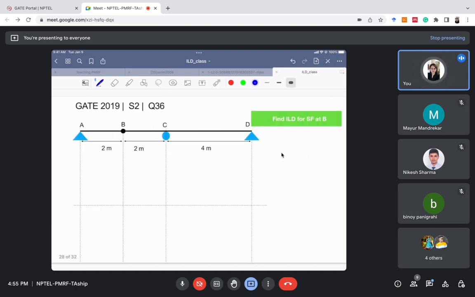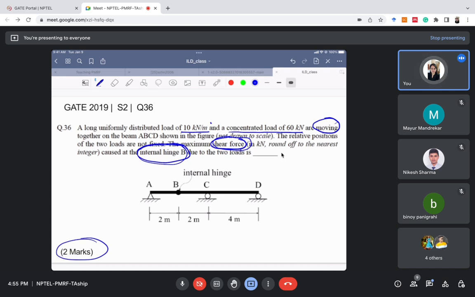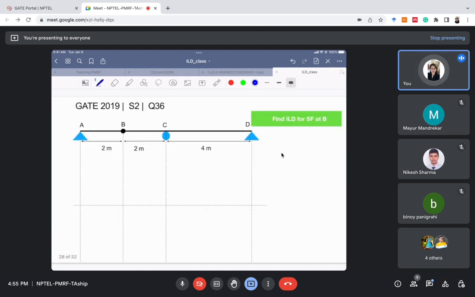Okay, so we have to draw the ILD for the maximum value of shear force caused at internal hinge B. So at internal hinge B, we need to calculate the ILD for shear force. So we have to find the ILD for shear force at point B. So what are the steps we need to follow? Yeah, we will apply this load here.